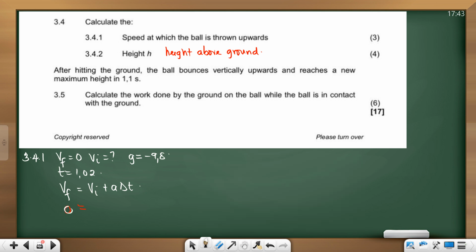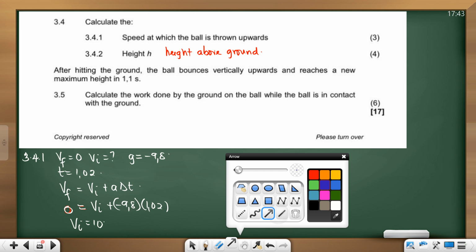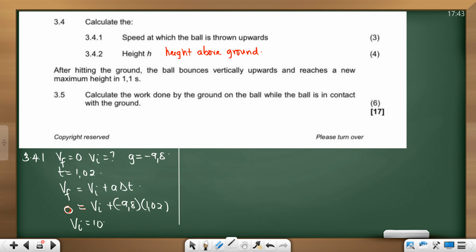Let's cut that time. Do we know Vi? No. Plus what? Negative 9,8. So you're getting Vi as positive 10, right? But look at what I could have done, guys. I want to show you something. If the examiner says you don't use equations of motion, look at this. I want to show you what we could have done without equations of motion.